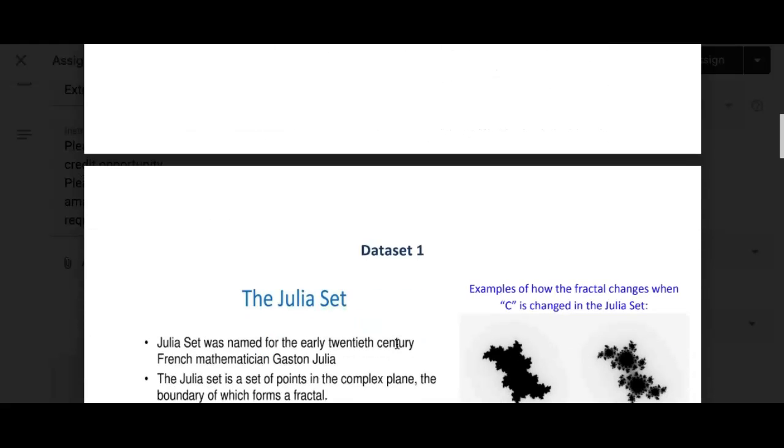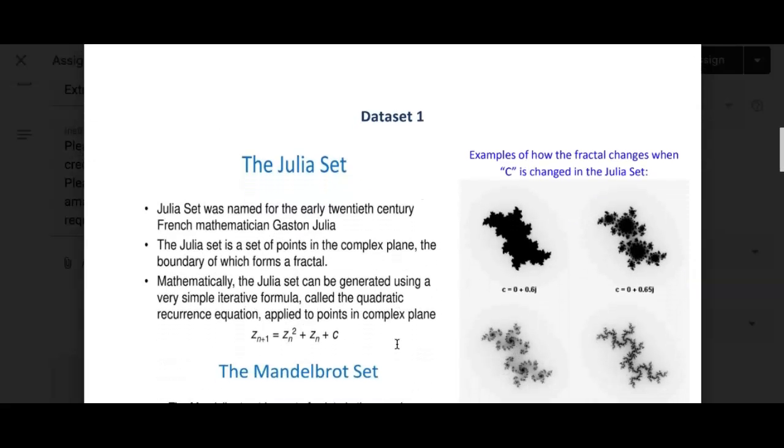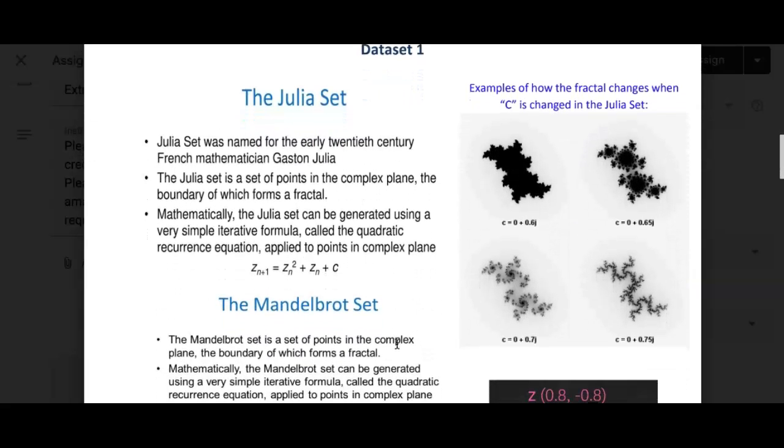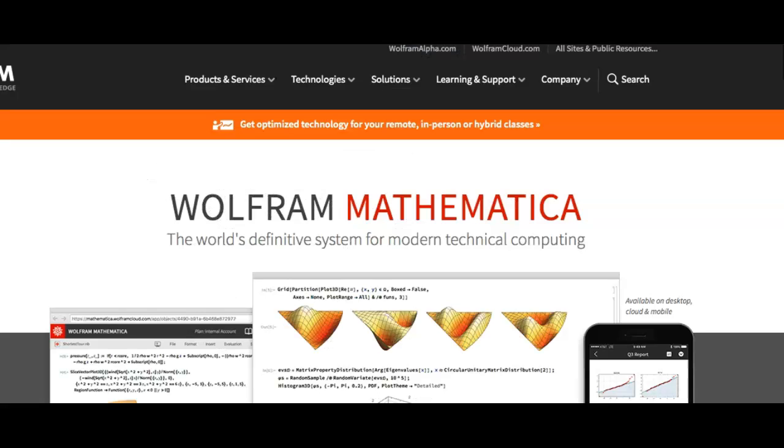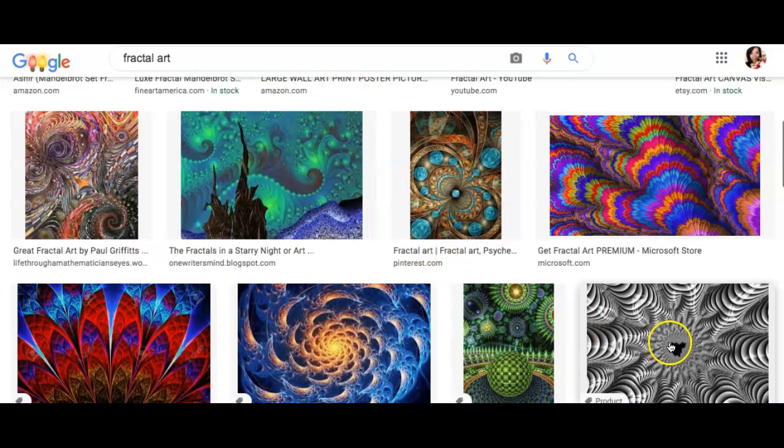So let's learn more about fractals, because we need to know what fractals are in order to do this assignment. So fractals are created using a mathematical formula. So let's look at a little bit of fractal art on the internet. Let's see, here's some fractal designs.